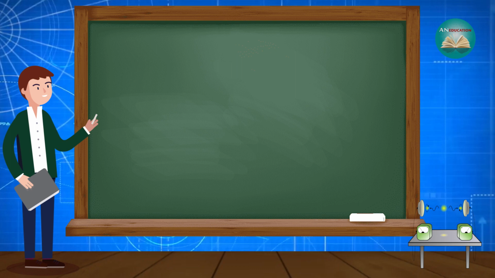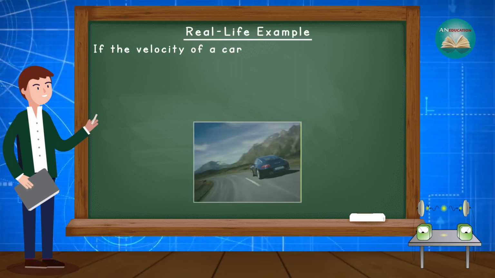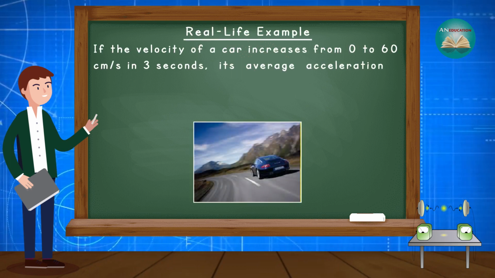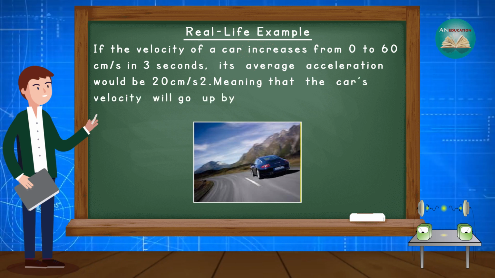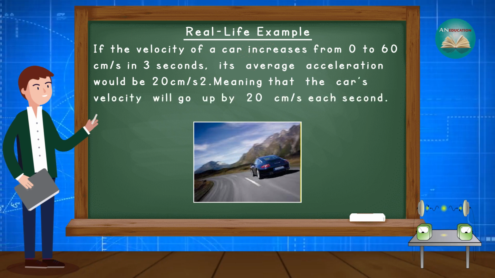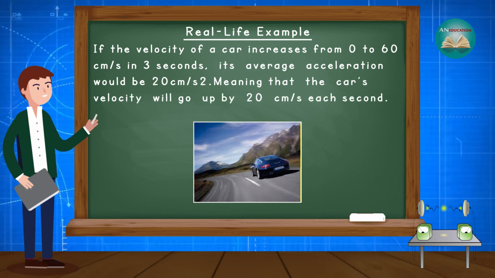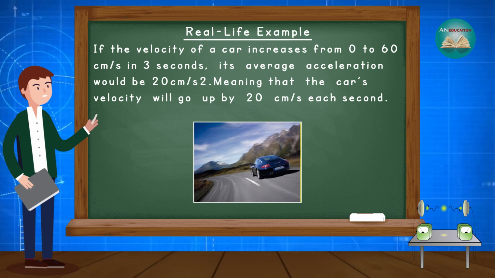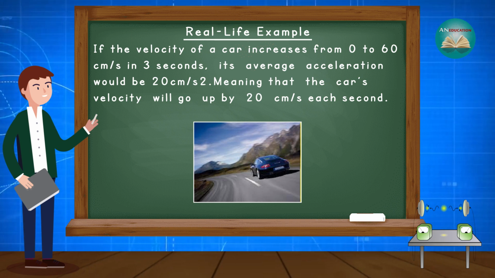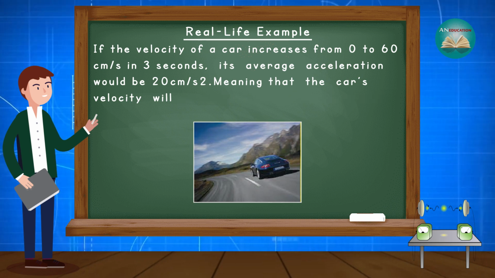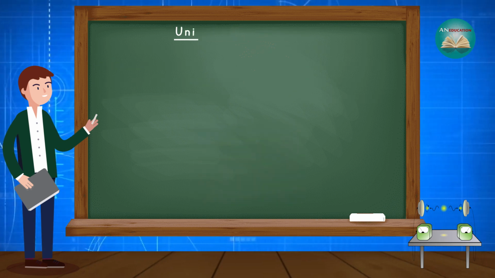After that, let's discuss a real life example. If the velocity of a car increases from 0 to 60 cm per second in 3 seconds, its average acceleration would be 20 cm per second square, meaning that the car's velocity will go up by 20 cm per second each second. After that, let's discuss uniform acceleration.